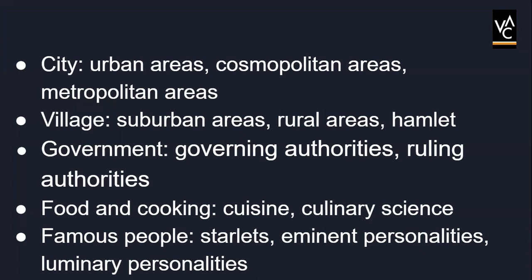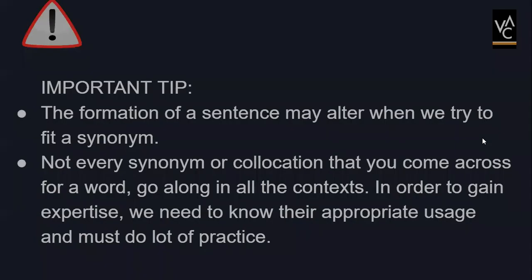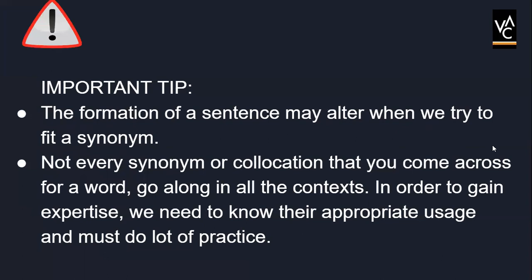Okay, the next word is food and cooking. You can use the word cuisine and culinary science for both of them. Then the last word is famous people. For famous people, you can use the synonyms like starlets, then the collocation like eminent personalities or luminary personalities. Now, let's discuss the important tips you have been waiting for.